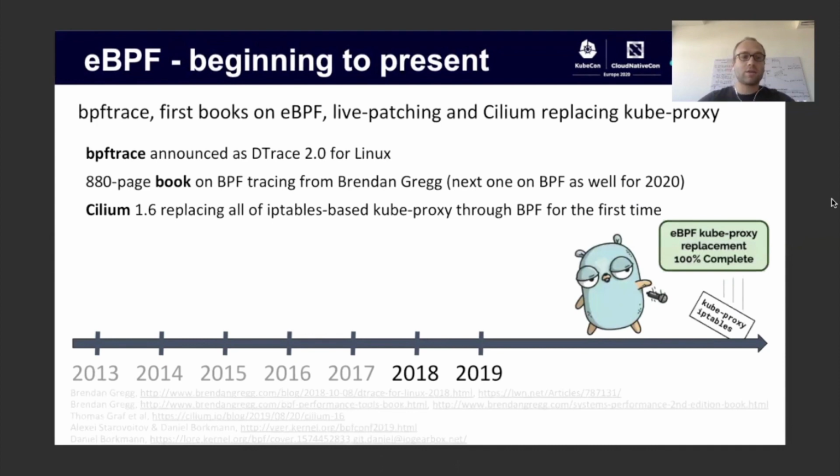In that year also, the Cilium 1.6 release actually appeared, and for the first time it was replacing the iptables-based kube-proxy component from Kubernetes through BPF. So all that service handling could be done efficiently.